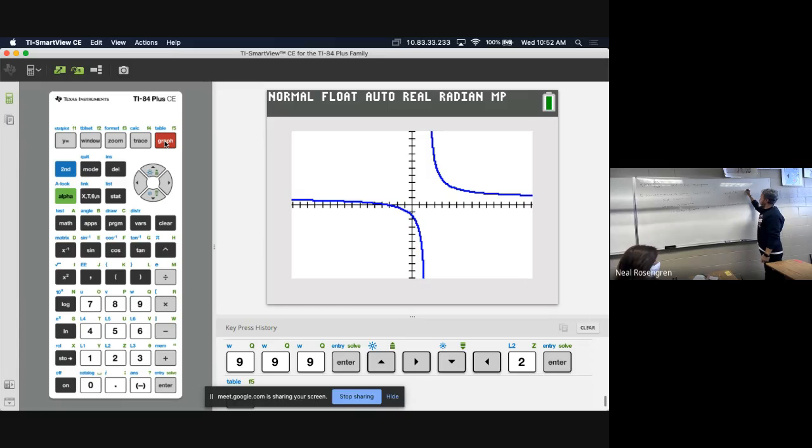Y approaches, right, is heading in a certain direction. Now, it could have been positive from the right, or it could have been negative from the left in this case. But as we get closer and closer to that x value, in this case x equals 2, where are your y values going? Down forever or up forever, right?